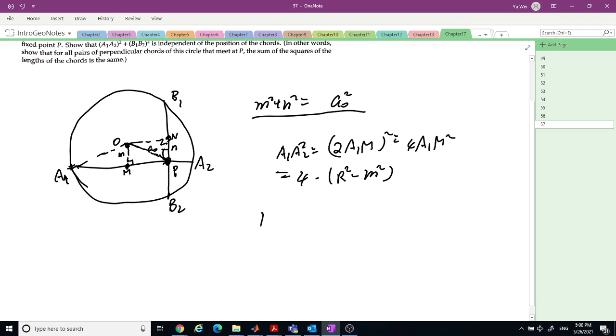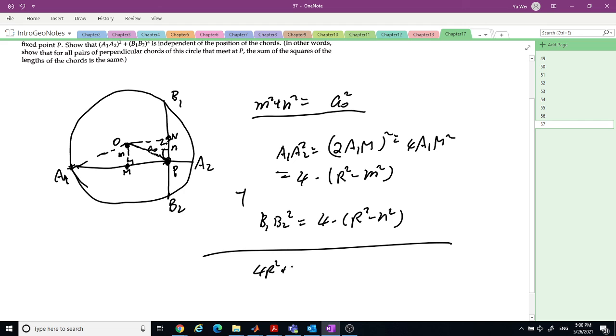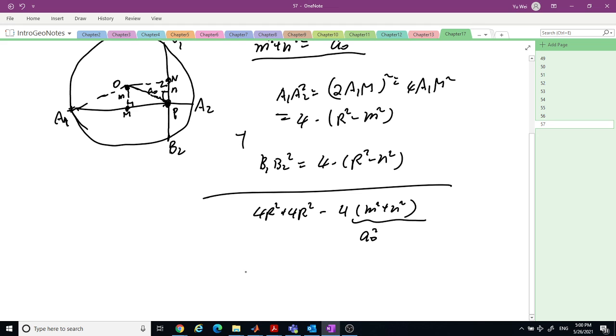Similarly, we can see B1B2 squared is equal to 4 times R squared minus ON squared. Then we need to add them together, right? So it becomes 4R squared plus 4R squared minus 4 times OM squared plus ON squared. The OM squared plus ON squared is OP squared, right? It's a constant. So that's why this is a constant. It doesn't change. Okay, so that's it for the challenge problem of this chapter. Thank you. Bye.